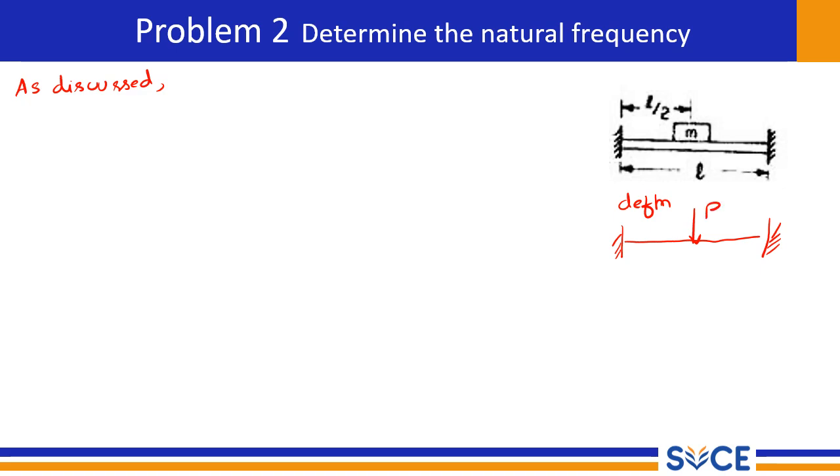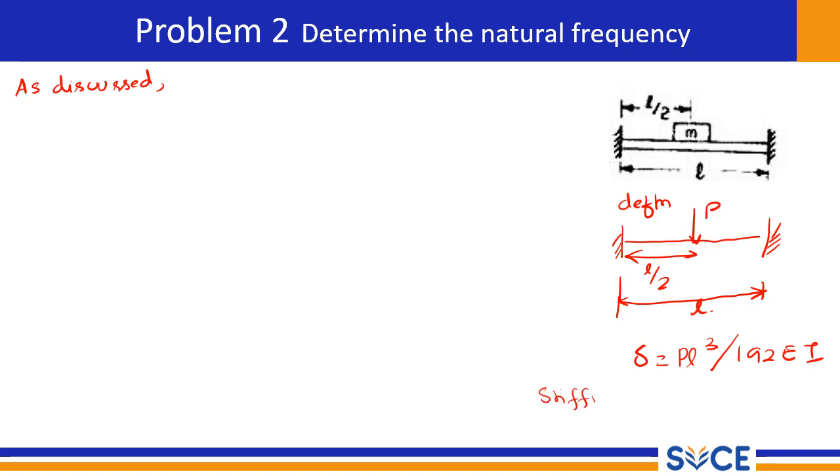We can take the load as P. At the center means L by 2. The total length of the beam is L. So now it is very important that we should know the deflection equation. The deflection equation is P L cube divided by 192 EI. So in this case, what is the stiffness formula? Stiffness K equal to load divided by deflection. So if we substitute this, we will get stiffness equal to 192 EI divided by L cube.